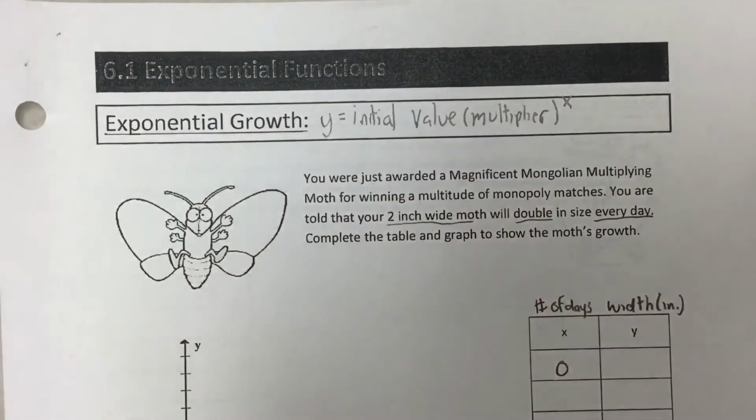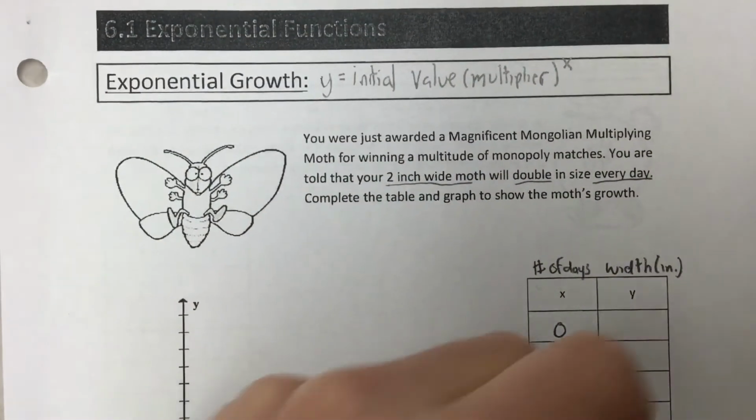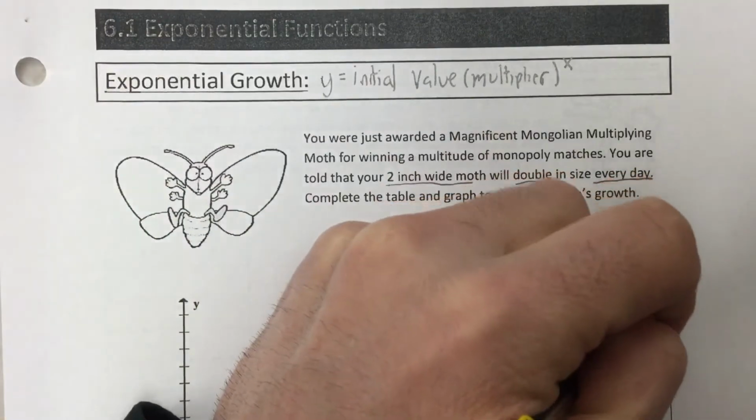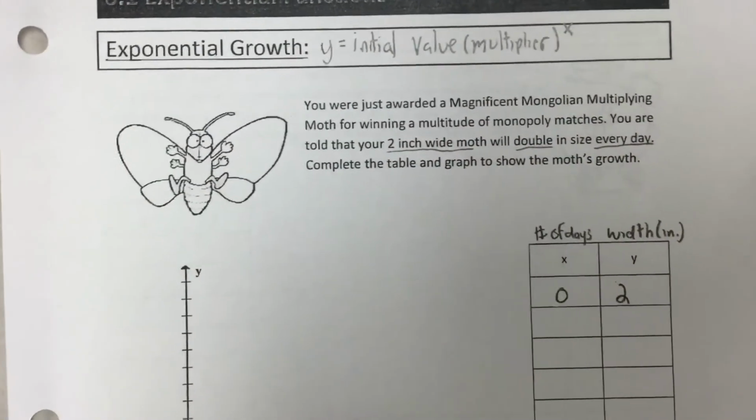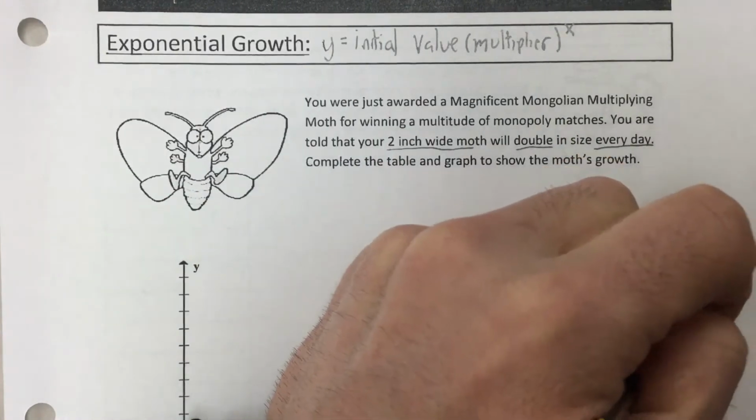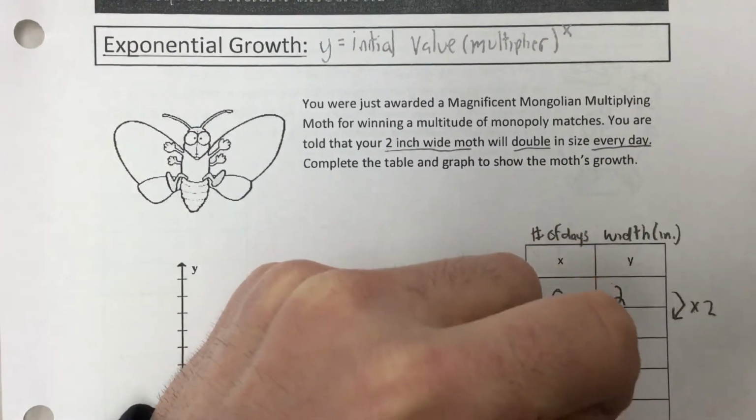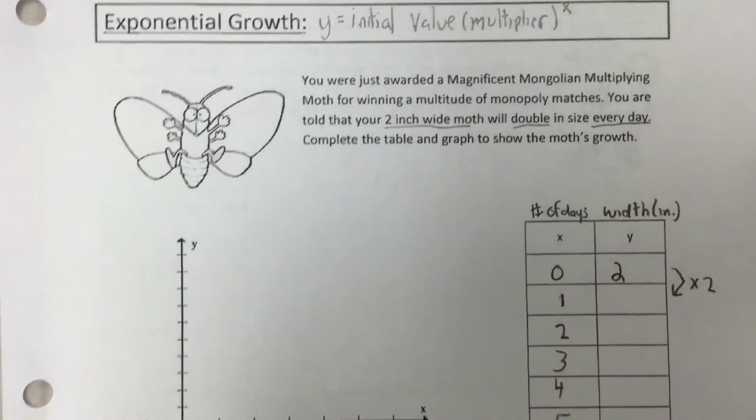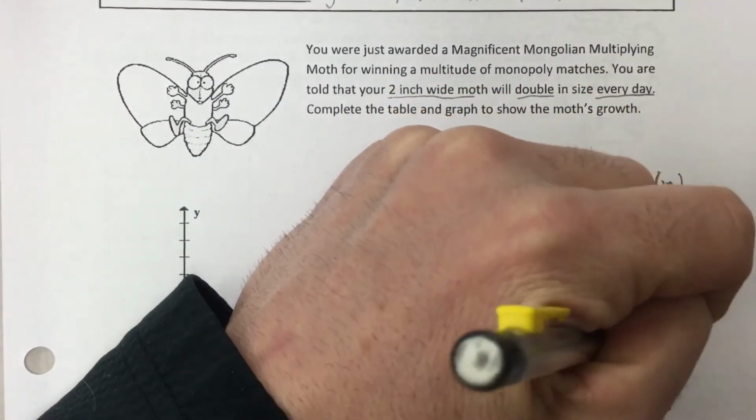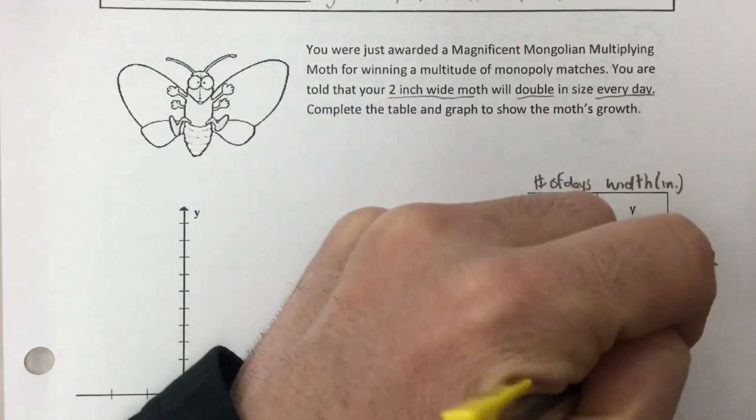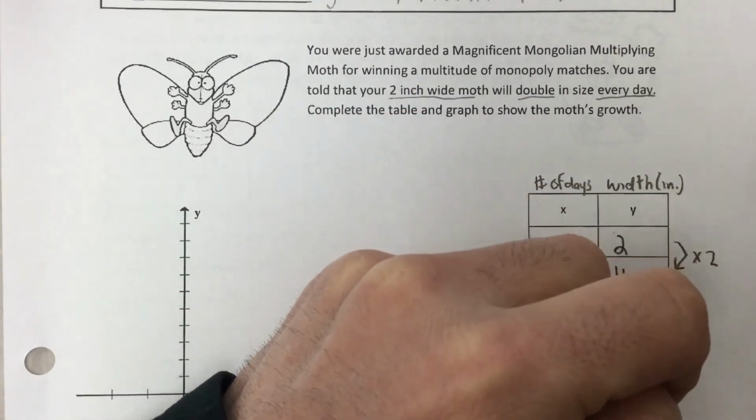So at day 0, we are at 2 inches. And again, we are doubling, which means times 2. So day 1, 2, 3, 4, and 5, we're just going to multiply by 2. So 4, 8, 16, 32, and then 64.